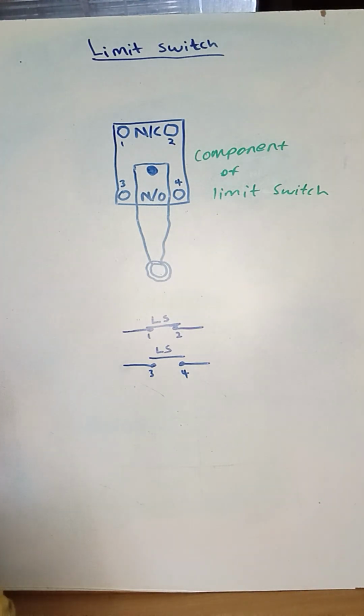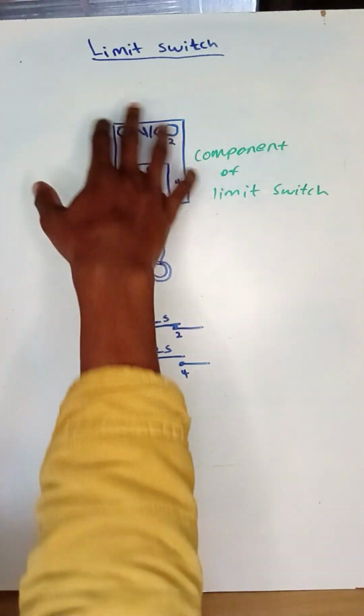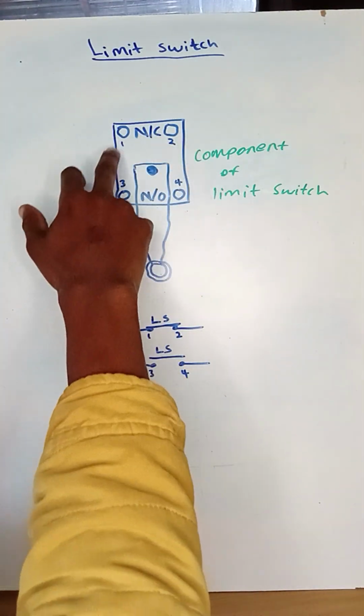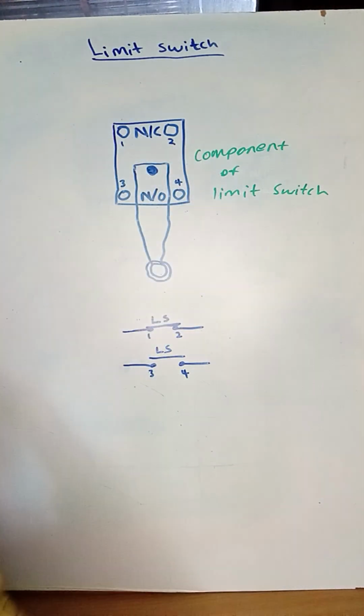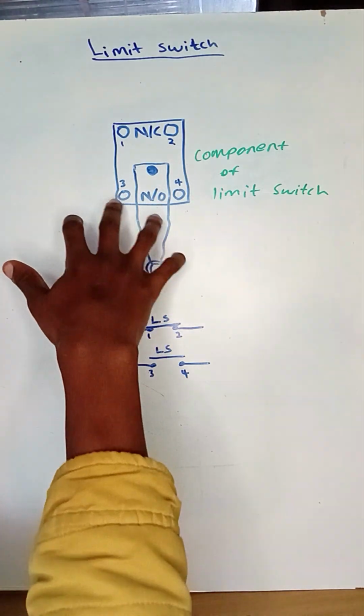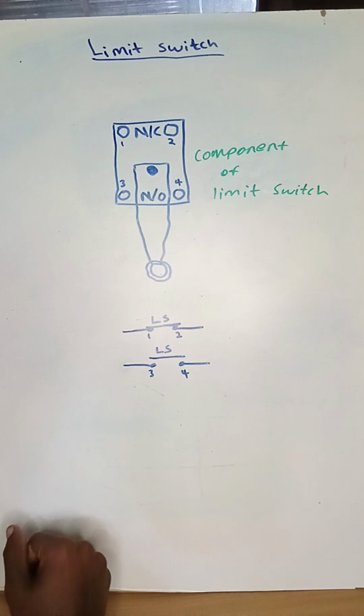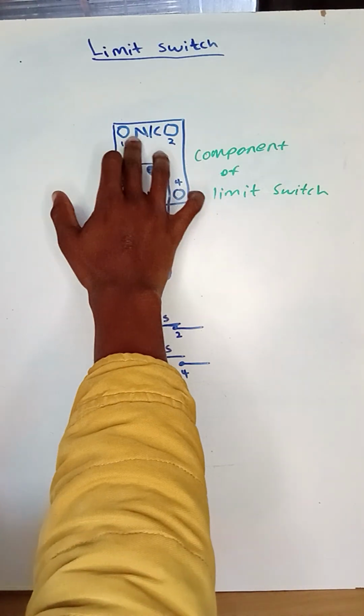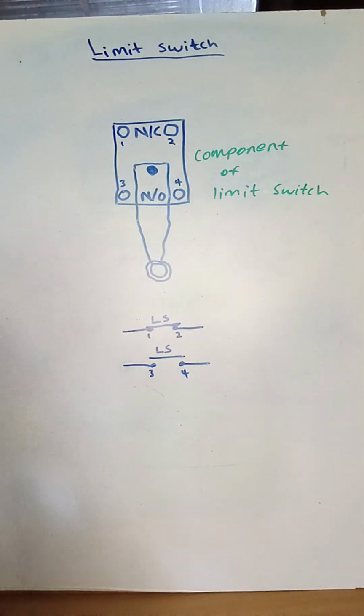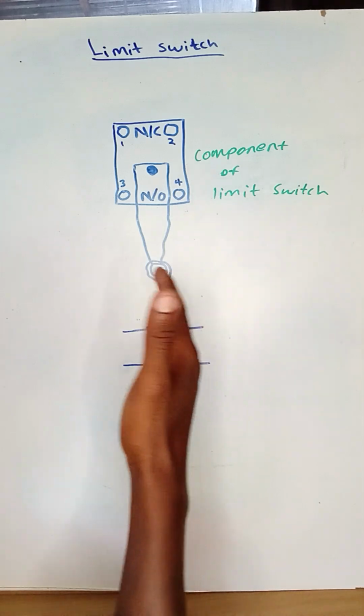So this is how the limit switch operates. From the top points, which are 1 and 2, we have the normally closed contact. And from the bottom points, which are 3 and 4, we have the normally open contact. So the top is normally closed, and the bottom is normally open.